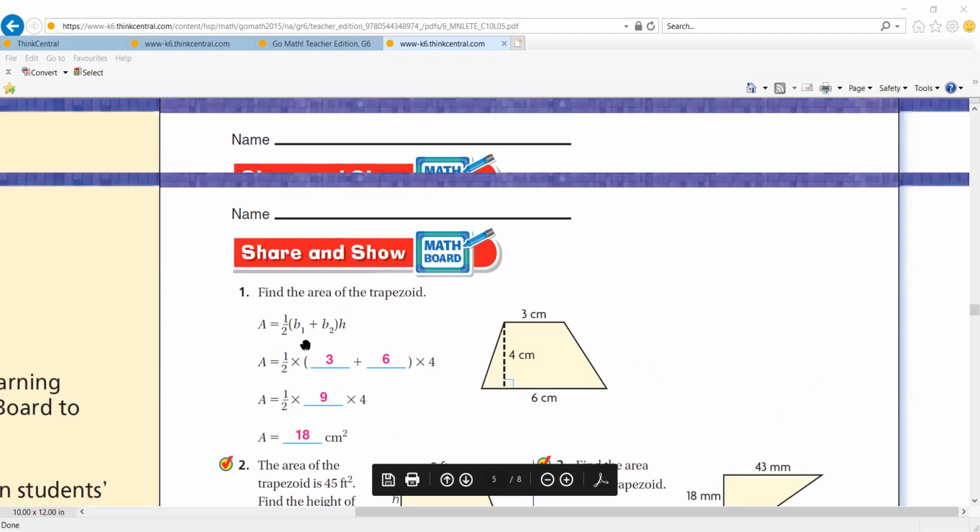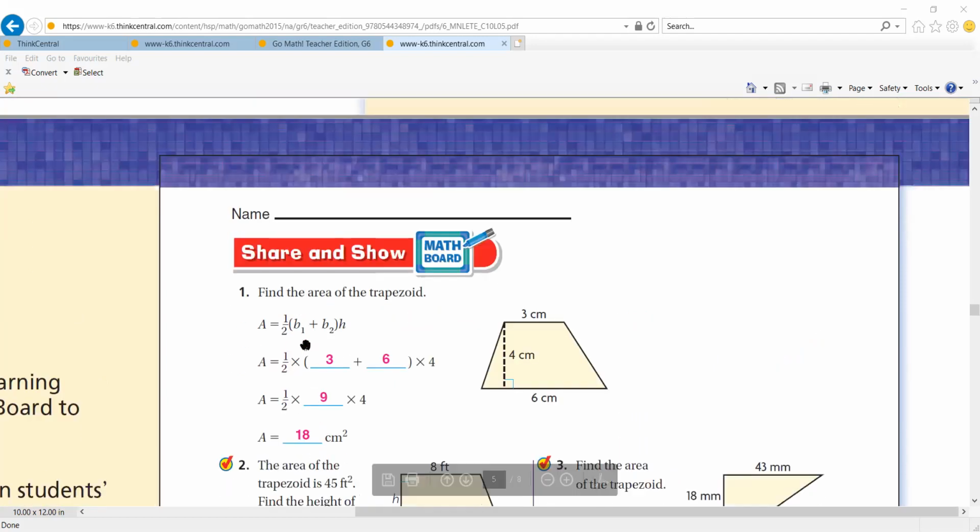Now, after you finish this question, I want to get back to the first page. This is the concept of the lesson, guys. This is the concept of how you used to do. Now, for the test, maybe I cannot give you such a diagram. I'll write base 1 is 6, base 2 is 3, H is 4. Find the area of the trapezoid. So will you be able to do it? Yes.